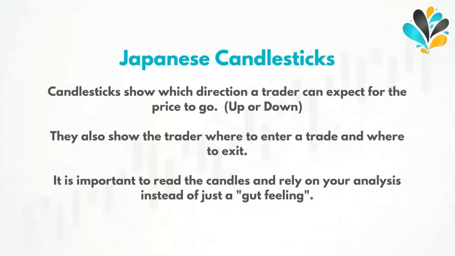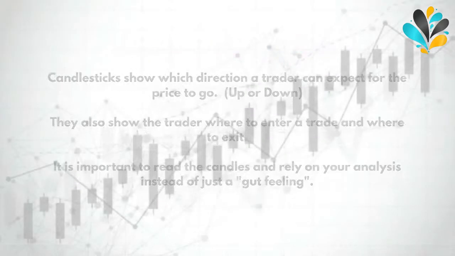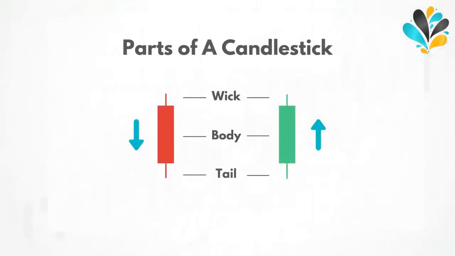So to get back to Japanese candlesticks and how they work, as I mentioned before, a Japanese candlestick has three parts. The very thin line at the top of the candlestick is what we call a wick. The thick part of the candlestick, which is usually in the center, is called a body. And the thin line that is to the bottom of that candlestick is called a tail.